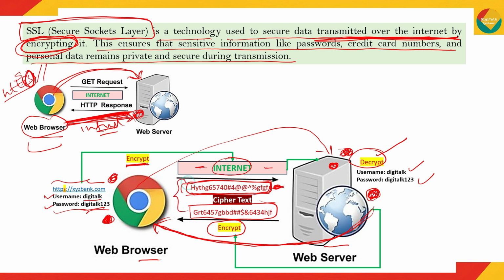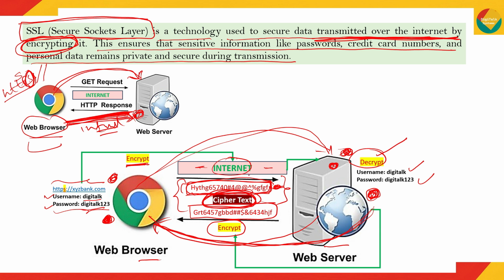So this kind of data which is encrypted over the internet for communication, either from the browser to the server or from the server to the browser, is called ciphertext. It is not in human readable form, or you can read it but you can't understand what exactly it is. It is completely encrypted. So this is called ciphertext.